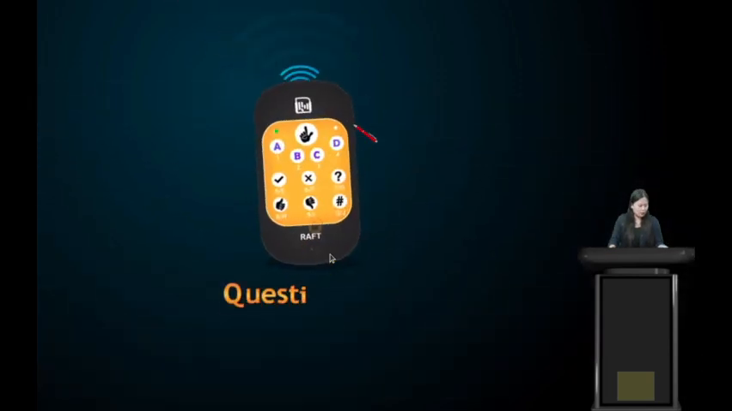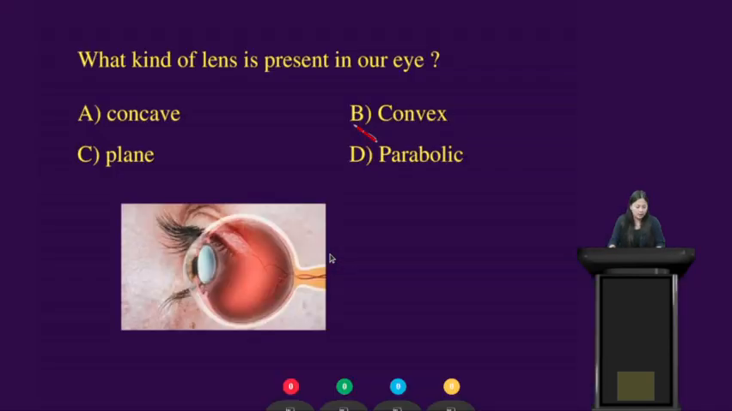Alright students, we have another question. Please get your rough devices ready. The question is, what kind of lens is present in our eye? Option A is concave lens. Option B is convex lens. Option C is plane. Option D is parabolic. I'm giving you 15 seconds to respond to this question. Your time starts now. What kind of lens is present in our eye?